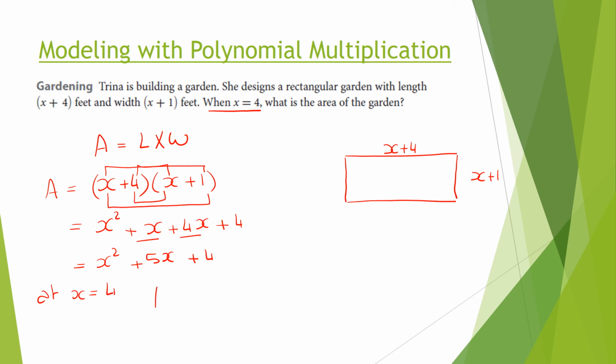So the area will be 4 squared plus 5 times 4 plus 4. So 4 power 2 will be 16 plus 5 times 4 will be 20. Then plus 4. So 16 plus 20 plus 4 will be 40 feet squared. And thank you very much.